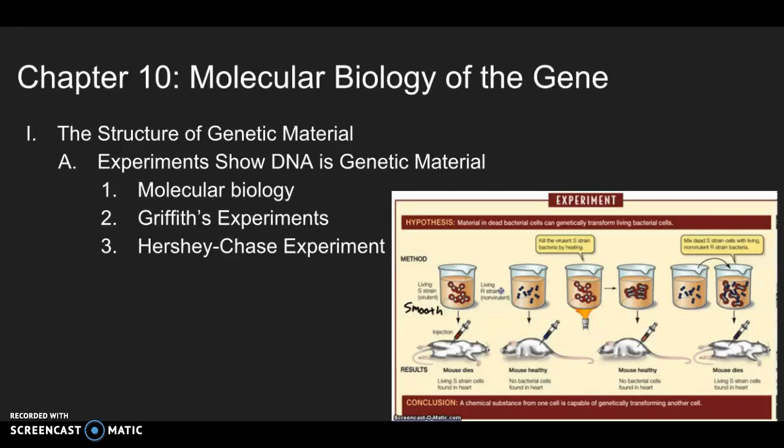Hi guys, so today we're going to be reviewing Chapter 10, which is all about molecular biology and DNA replication. To start off, we're going to be talking about the structure of genetic material, and DNA is the genetic material. This all started off with Griffith's experiments that basically explained how bacteria were capable of transferring genetic information through the process of transformation, and he basically proved this by using mice.